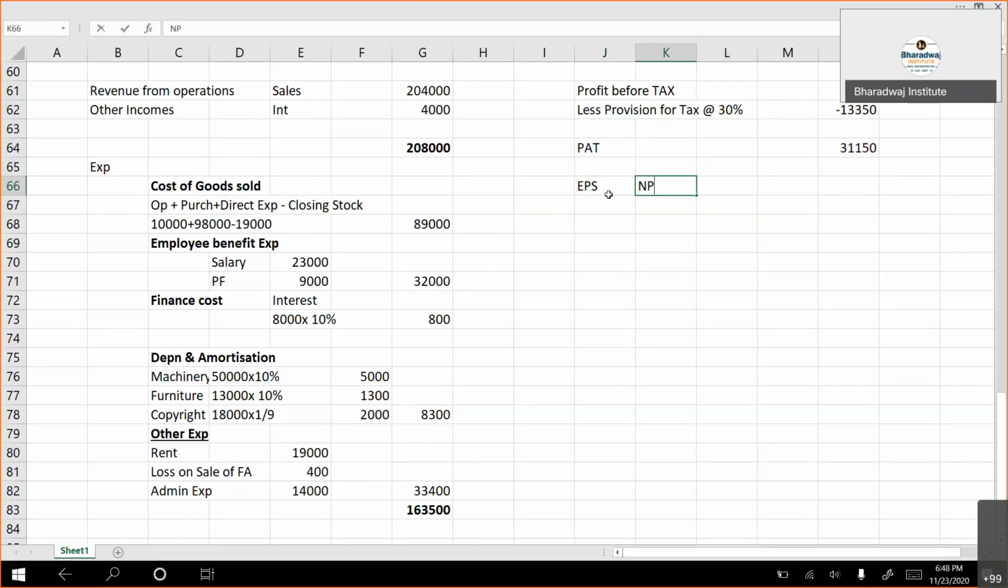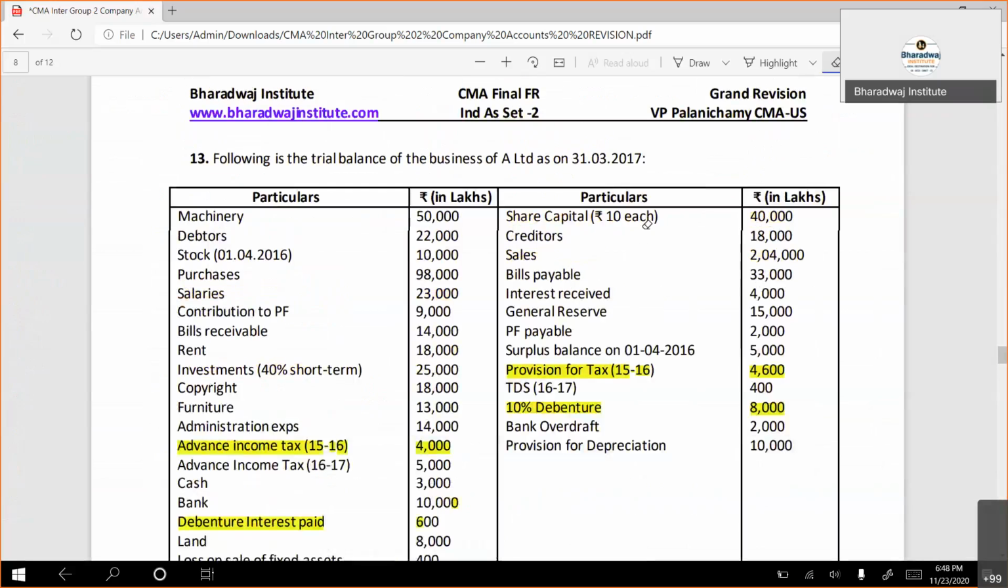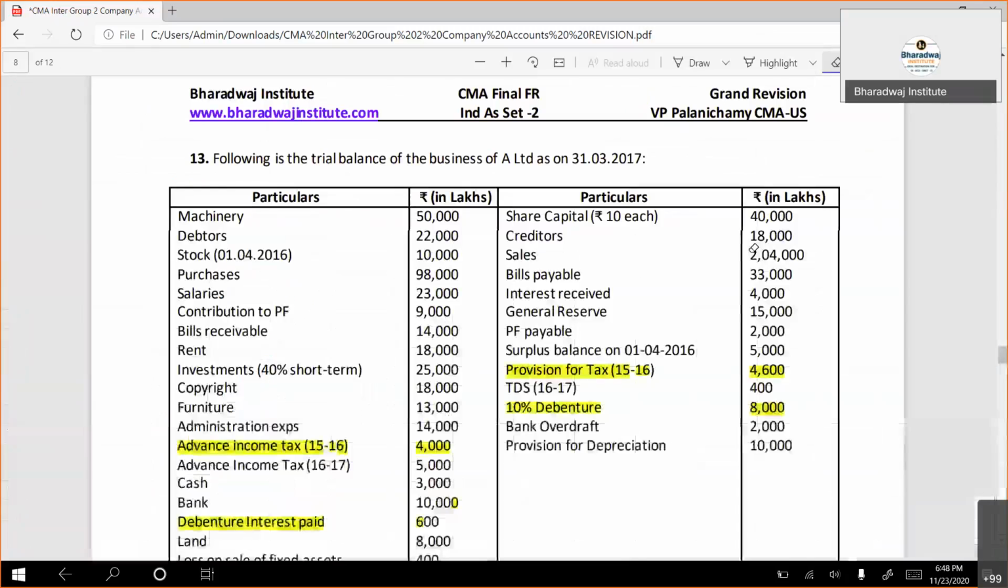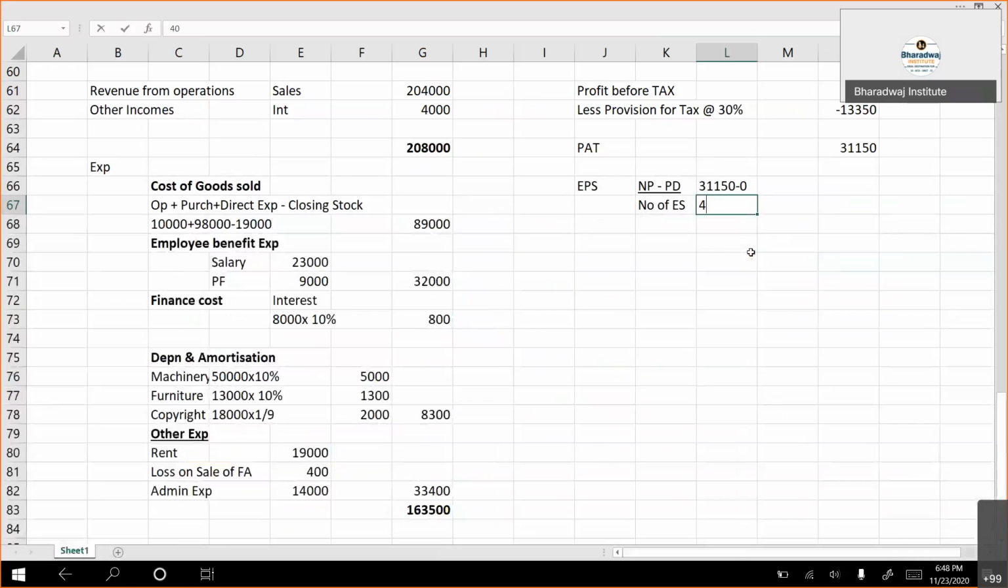Earnings per share, net profit minus dividend on preference shares divided by number of equity shares. Net profit is known, 31,150 minus, is there a preference share capital? No preference share capital. So 31,150 minus preference dividend is not there, divided by how many equity shares are there? 40,000, 10 each means 4,000 shares. So what is the EPS you are getting? Rupees 7.787.